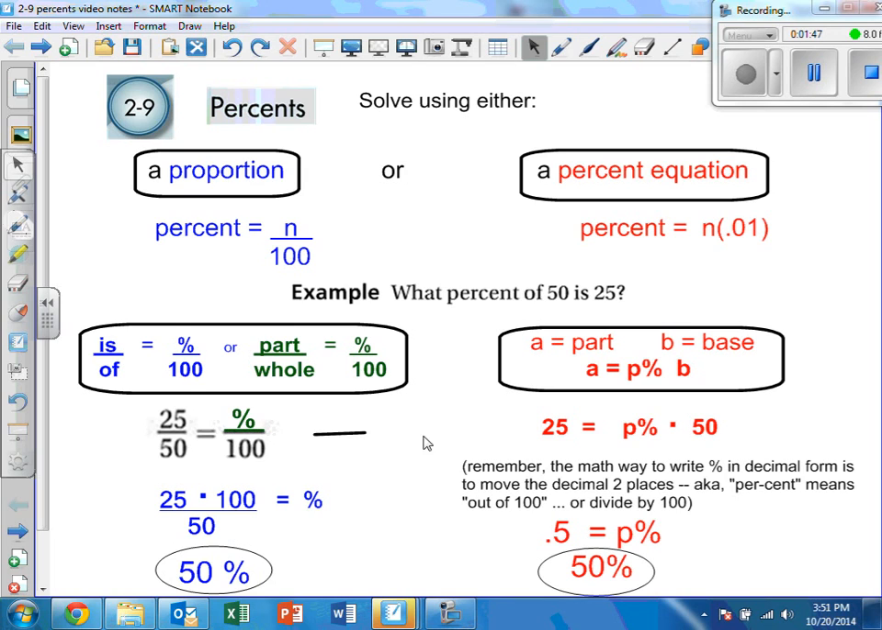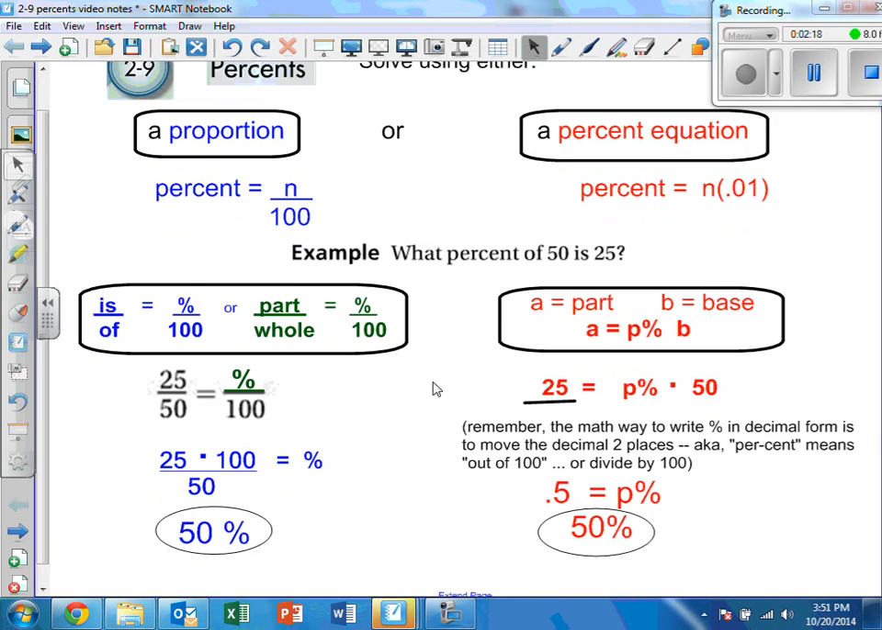Now let's come over and do the percent equation. The percent equation is A equals P percent times B. A being the part, B being the base, and P percent is a decimal. Let's do this. What percent? That's my variable. Of 50, that's my base. That's where I start from. So B is 50. Is 25. That's the part, or the part that goes in A.